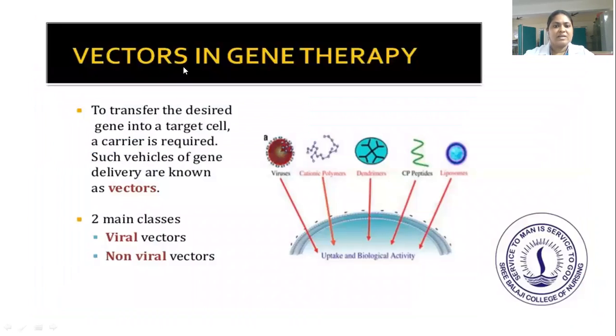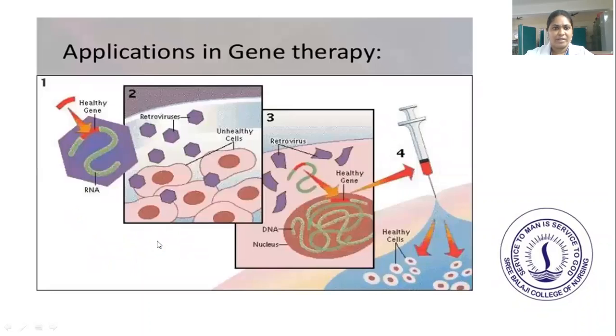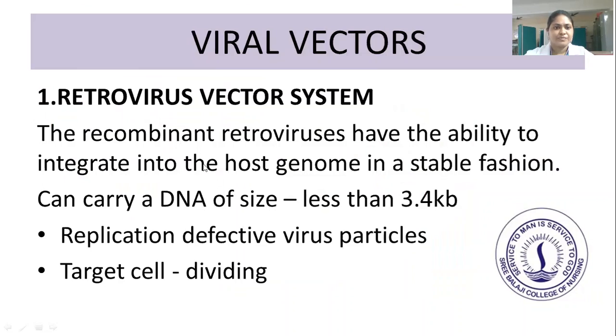Now, what are the vectors in gene therapy? To transfer the desired gene into the target cell, a carrier is required. That is called the vector. Such vehicles of gene delivery are known as vectors. The two main classes are viral vectors and non-viral vectors. You can see the application of gene therapy in this picture, where you have a lot of vectors being introduced into the gene, and you can see the healthy cells here.